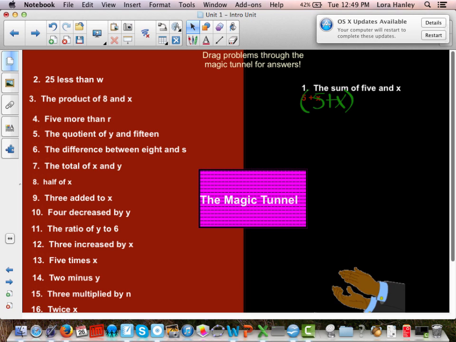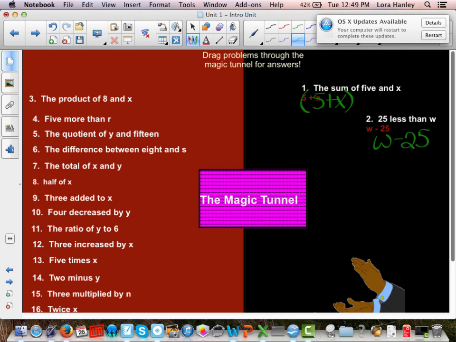The next one we see is 25 less than w. This one's a tricky one that a lot of times people will get wrong. 25 less than w. Well, if I have something like w and I'm taking 25 away from that, then the 25 is going to come after the w. So w minus 25. So when you see those words less than, you want the 25 or the number, whatever is less than, to come second.